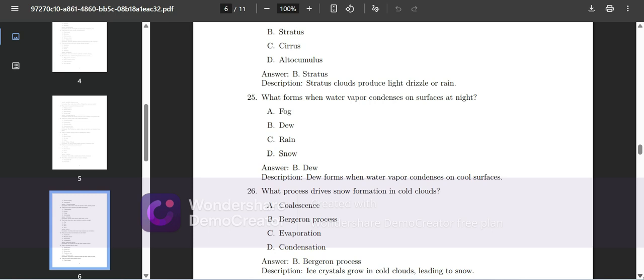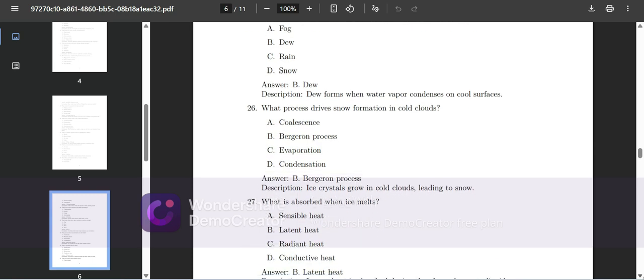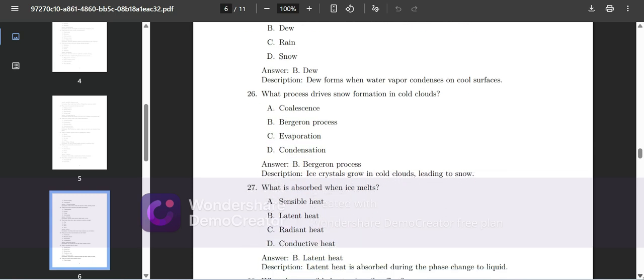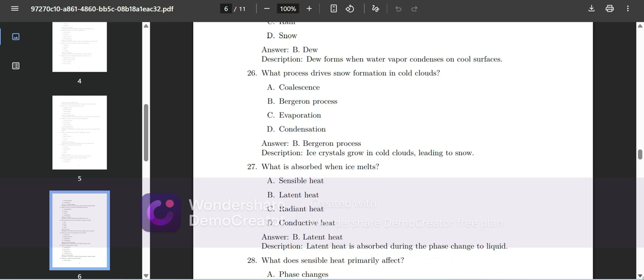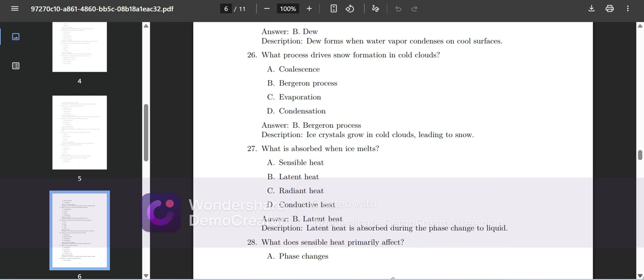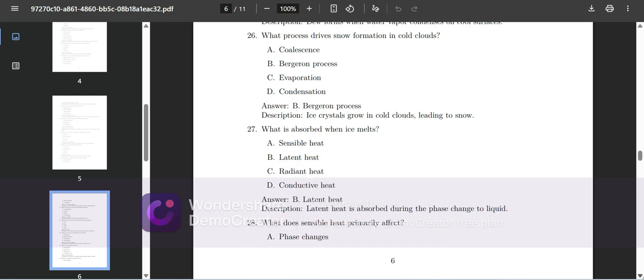What forms when water vapor condenses on a surface at night? Dew. Dew forms when water vapor condenses on a cool surface. What process drives snow formation in cold clouds? Bergeron process. Ice crystals grow in cold clouds, leading to snow.